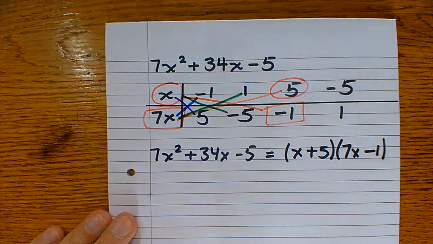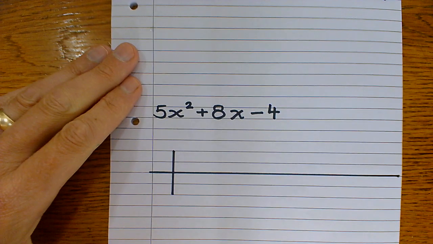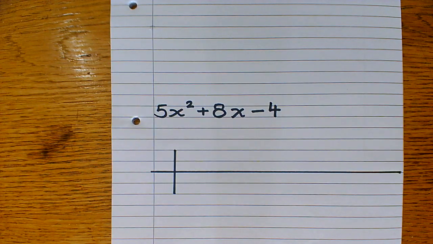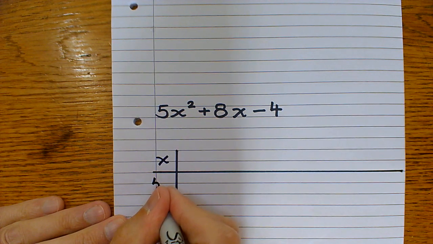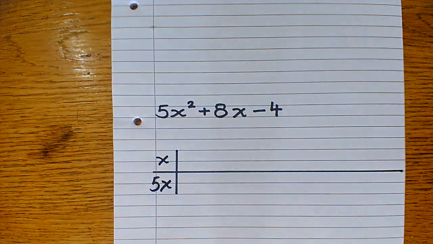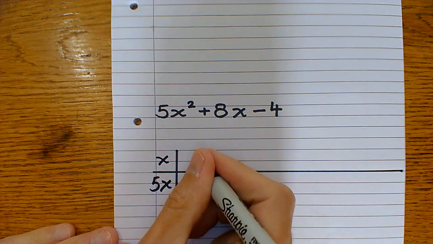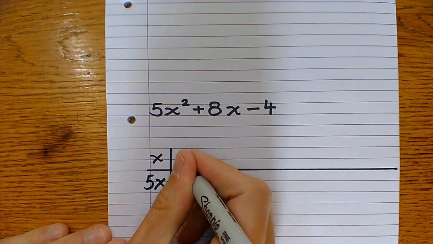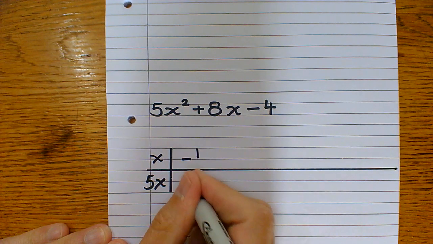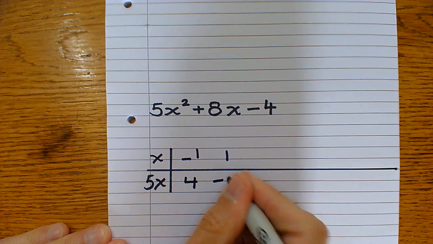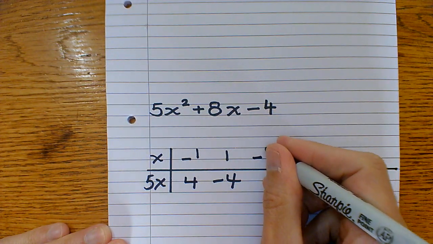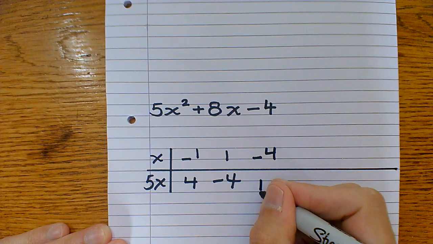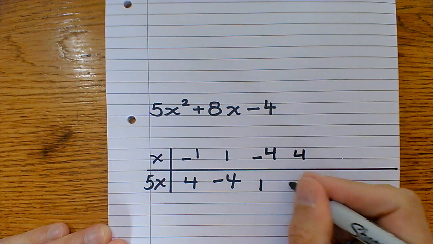I've got a second example I would like to look at with you. This time we're going to try and factorise 5x squared plus 8x minus 4. And again, fairly straightforward, the factors for the first term must be x and 5x. And then we've got all the possibilities for our minus 4. Minus 1 and 4, 1 and minus 4, minus 4 and 1, or 4 and minus 1.